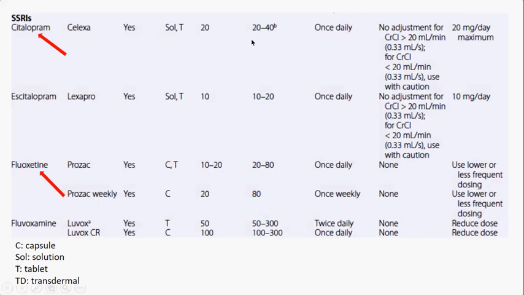Because, as we saw before, in the dosing range we can go to 40 milligram per day if the patient doesn't have any renal or hepatic failure. But if he has hepatic dysfunction, we should not exceed 20 milligram per day.